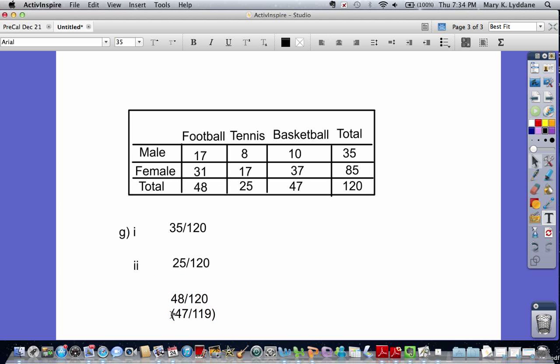Stick a little multiplication symbol in there. Put some parentheses. And the final answer for that would be 94 out of 595. Okay, that was for part H.